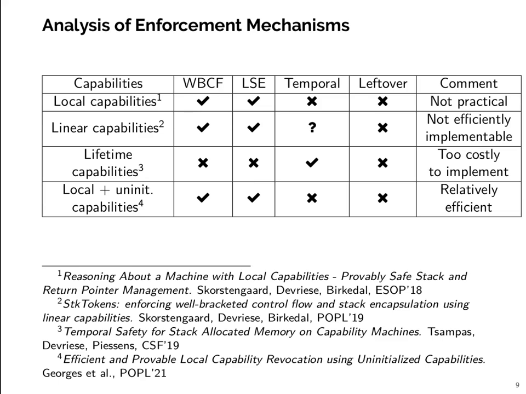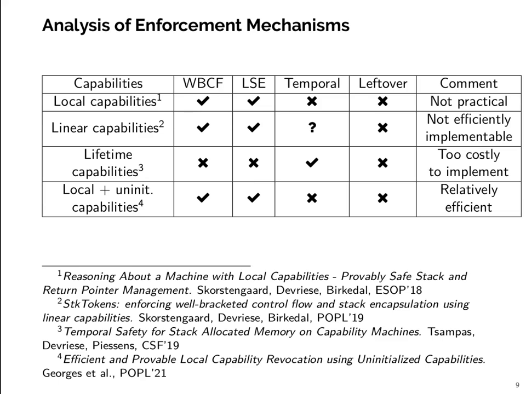So to recap on the protection mechanisms that have been proposed so far, Skorstengaard and others have proposed a calling convention using local capabilities as can be found on CHERI machines to enforce well-bracketed control flow and local state encapsulation. But it does not enforce temporal safety nor protect against the use after free issue. And furthermore, it is not possible to use in practice as it requires way too much memory clearing. They then propose to use linear capabilities to enforce the same properties, but it is believed that linear capabilities cannot be efficiently implemented in hardware.